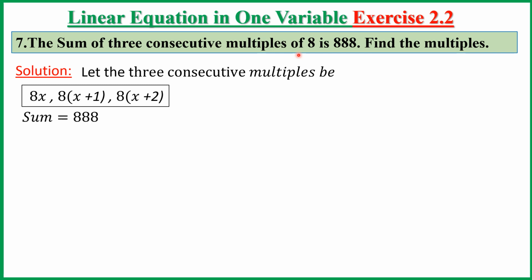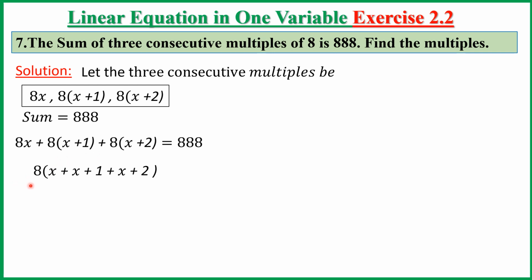And their sum is equal to 888. So we have to add all this, that is 8x plus 8 into x plus 1 plus 8 into x plus 2 equals 888. So here 8 is common over 3 terms, so we can take 8 as common. So 8 into x plus 1 plus x plus 2 equals 888.